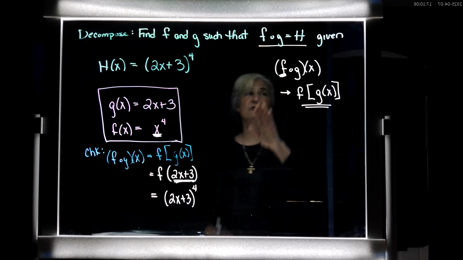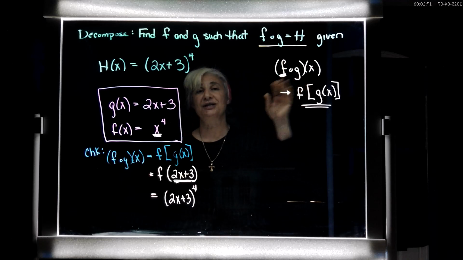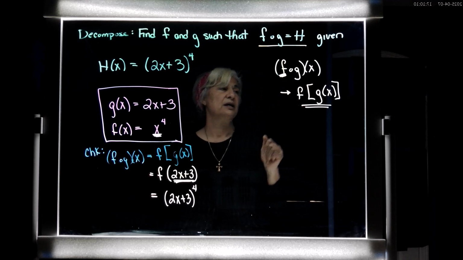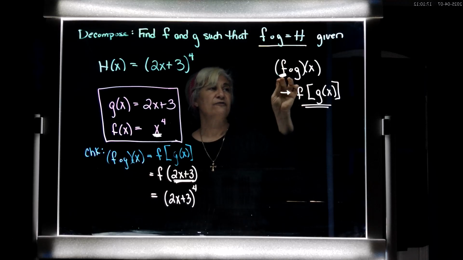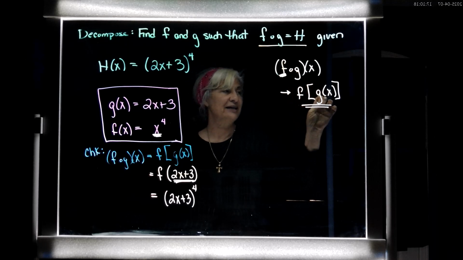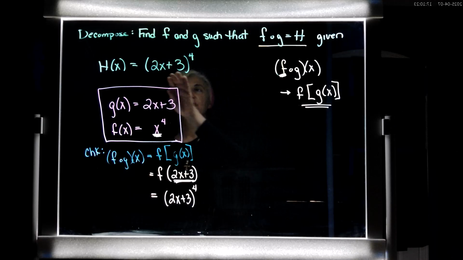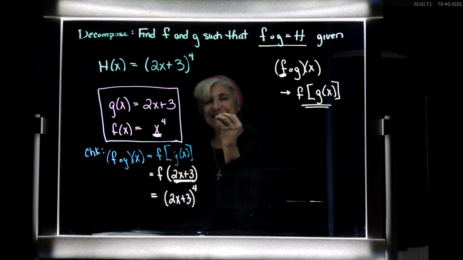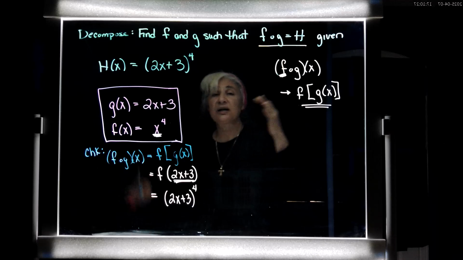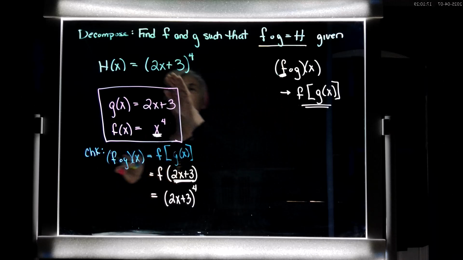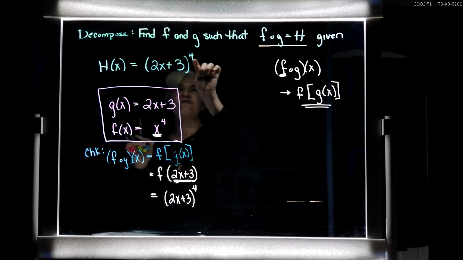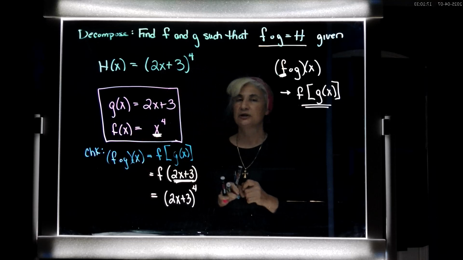It all boils down to understanding what f composition g actually means. It means you're taking the first function and plugging into it the second function. The second function is inside the first one. The 2x plus 3 was inside. How do I know? Because it was in parentheses. That was inside a fourth power function.